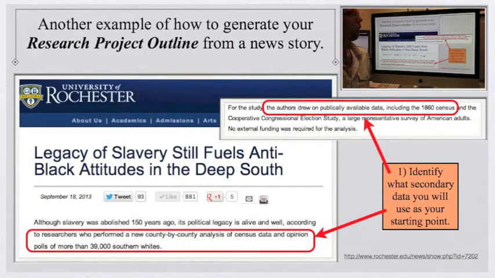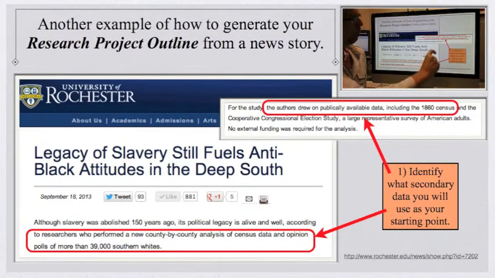The other topic which I want you to look at is a completely different flavor. As you know, my research involves inner city work and marginalization and vulnerable communities. So in this case here, the legacy of slavery still fuels anti-black attitudes in the South. Once again, we're going to go through the 6 points. Identify what secondary data you will use as your starting point.